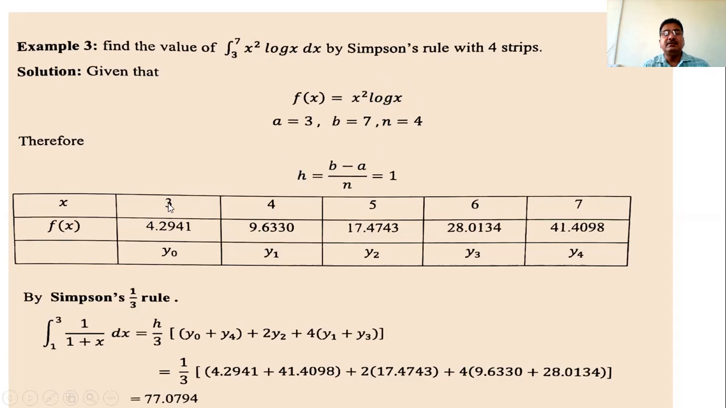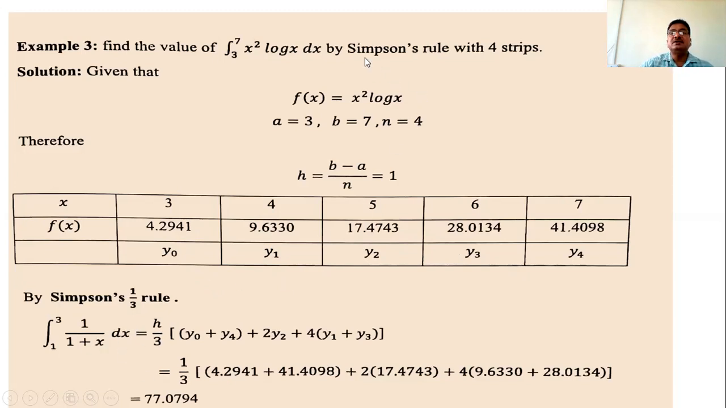So find ln 3 and multiply by x square, that is 9, and the answer is 4.2941. And similarly find the value of f(x) or y at 4, that is substitute x equal to 4, then x equal to 5, 6 and 7, and these are the values. And these values are the values of y, starting from y0, y1, y2, y3, y4. Don't start from y1. This is from y0, and then apply Simpson's 1/3 rule.